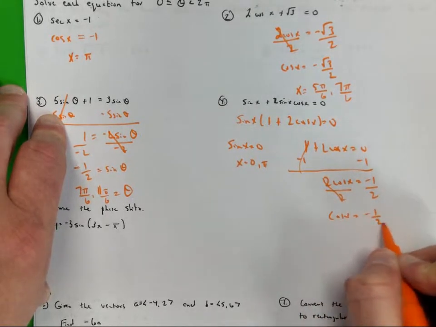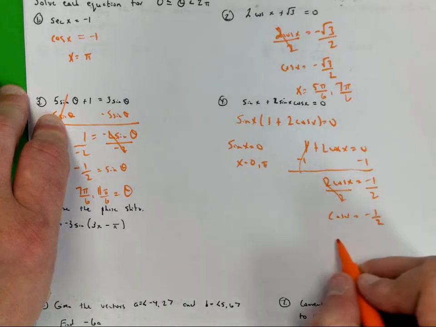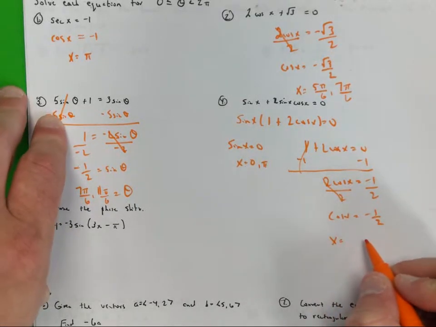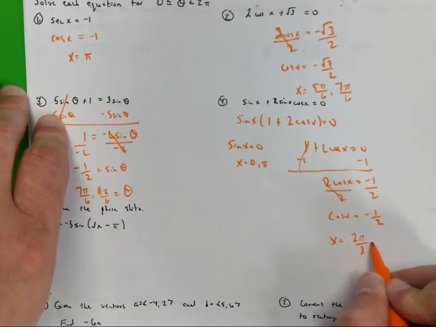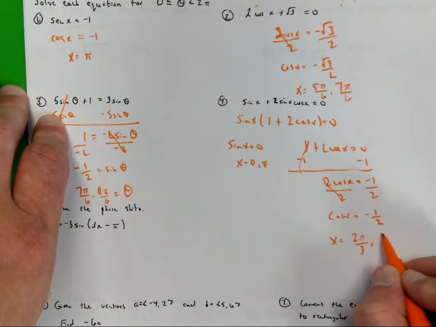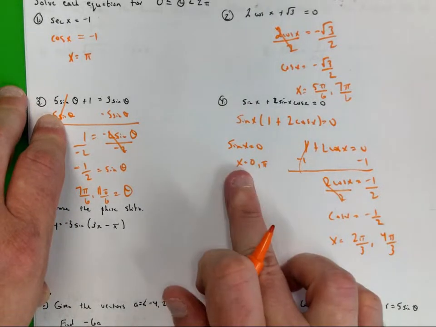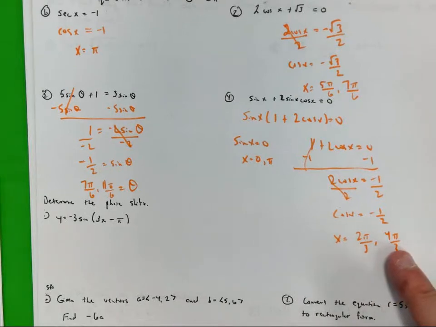Cosine x equals negative 1/2. That's the pi over 3 family. And that's going to be 2 pi over 3 in quad 2, and quad 3 is 4 pi over 3. So you have 4 answers: 0, pi, 2 pi over 3, and 4 pi over 3.